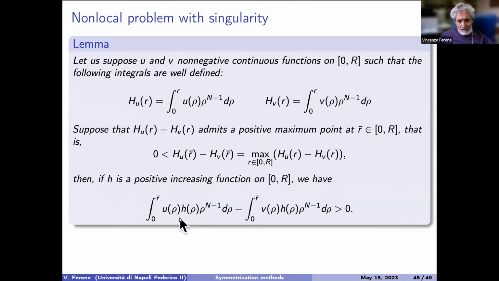Then every time I have a positive increasing function h here, if I compute the integral between 0 and r bar of u rho times h, and the integral between 0 and r bar of v rho times h, then this difference is positive.